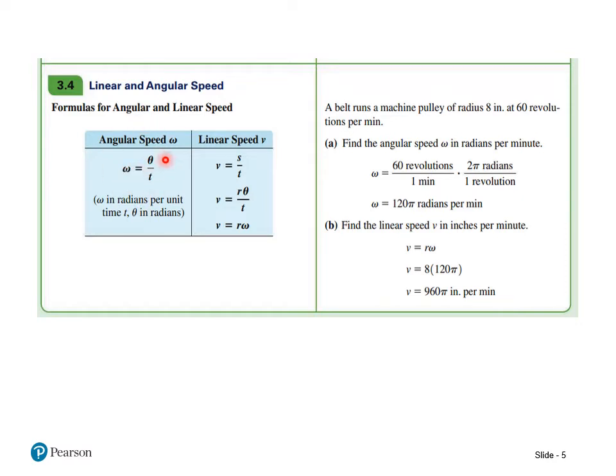How fast is the angle changing with respect to time? So the angular speed is simply angle measurement divided by time. And because we have this measurement of theta over t, or angle over time, and we see that in the middle formula, we can substitute in this little w, which is actually lowercase omega, the Greek letter omega. And so we can also see that linear speed equals the radius times the angular speed. Again, these are formulas you need to know.